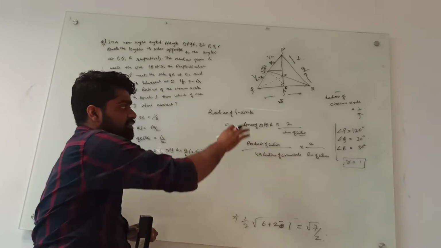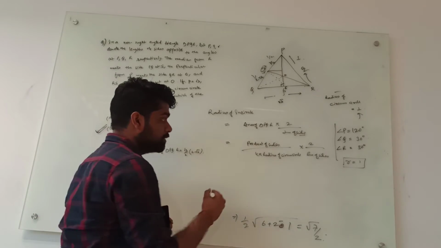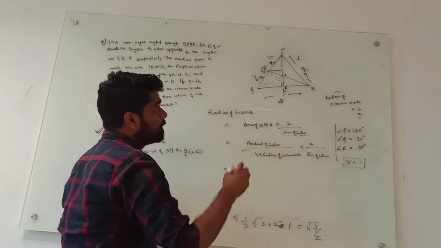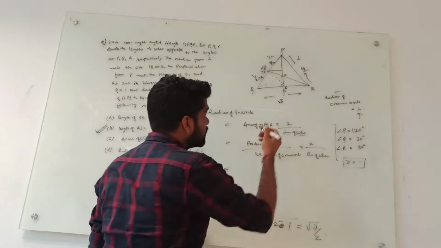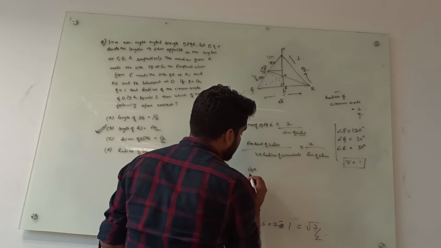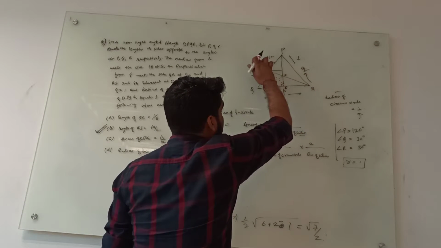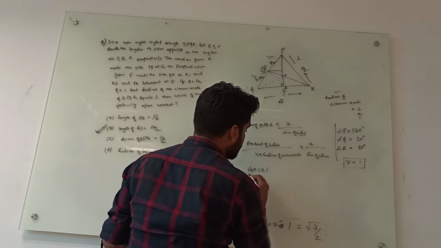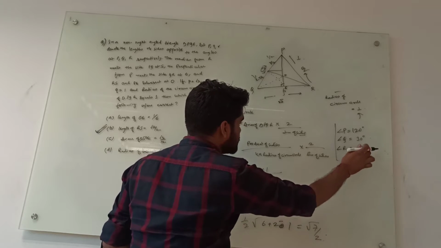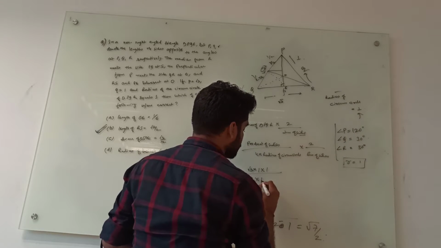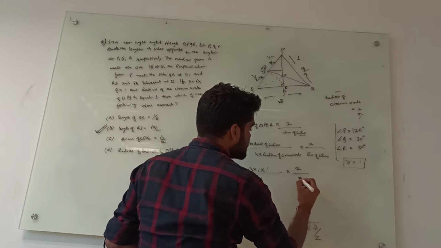Am I clear? This is just a pure formula which we need to remember, and we have to substitute it. Product of sides. So what is the product of sides? We can clearly see the sides are root 3, 1 and 1. So it is root 3 into 1 into 1, into 4 into radius of circumcircle. What is the radius of circumcircle? 1, into 2 by sum of sides.